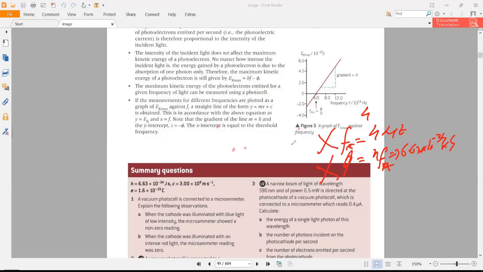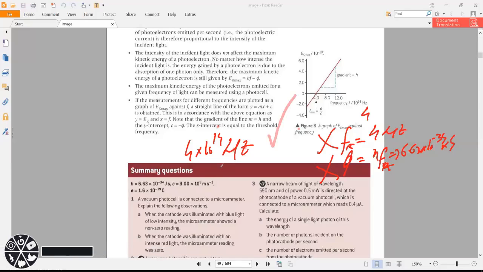Okay, wait. Threshold frequency. Let me check the mark scheme. Oh, that will be 4 times 10 to the power 14 hertz. That should be it, 4 times 10 to the power 14. Yes, I checked the mark scheme and that's right. We're going to make silly mistakes. We need to be careful, okay? Yeah, you should be careful.